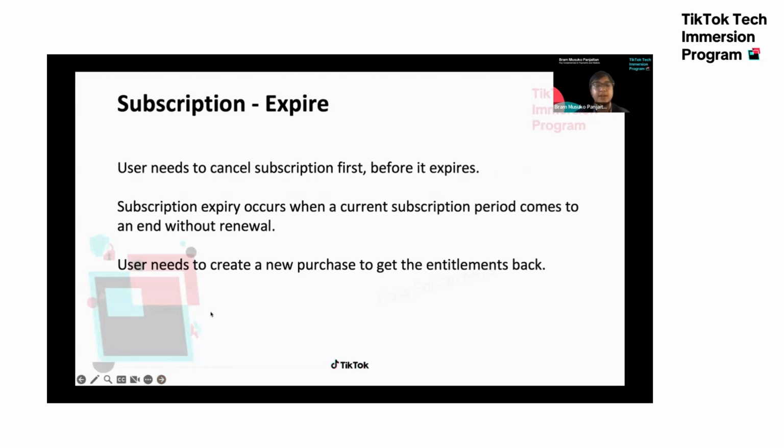Okay, so if you cancel the subscription without doing anything, without reactivating again, it will go to expire. So subscription expiry occurs when the current subscription period comes to an end without renewals. So to get the entitlement back, the user needs to do a new purchase. Yeah, the user needs to go to the first flow, which is a new purchase again.